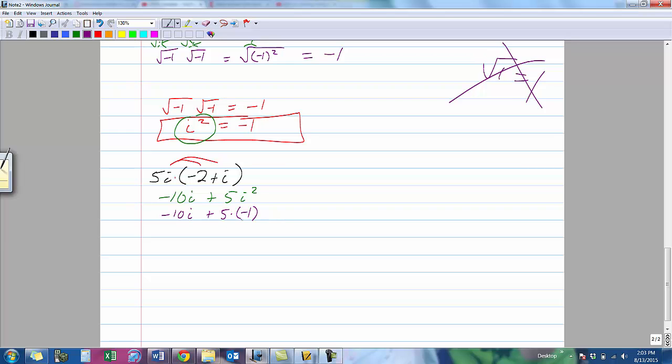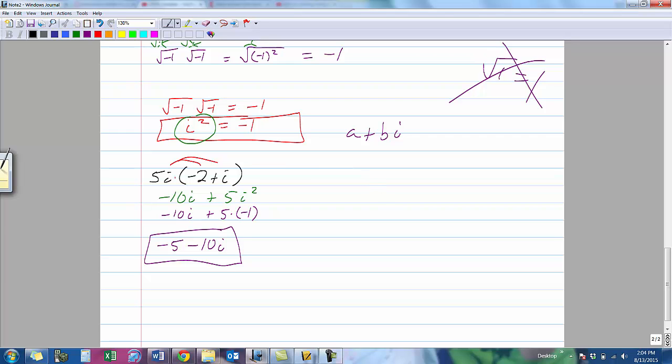So 5 times negative 1 is negative 5. To put this in complex a plus bi form, we're going to put this as negative 5 minus 10i. Because this is a regular, our real component, we're going to put that first, and then negative 10 comes after. So it would be negative 5 minus 10i.